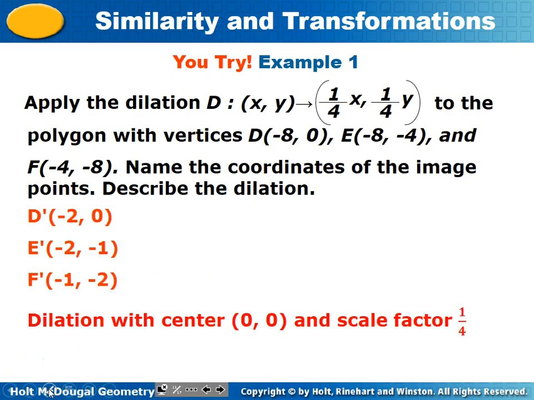So after dividing all the points by 4, we get -2, 0, -2, -1, -1, 2. And again, if you draw this on your paper for both of these, both DEC and DEC prime, we again should see that when we draw those lines from those vertices of D and D prime, E and E prime, and F prime, they all meet at the origin. This again tells us that this was a dilation from 0, 0, and we know that the scale factor is 1/4 because that's what we multiplied by.